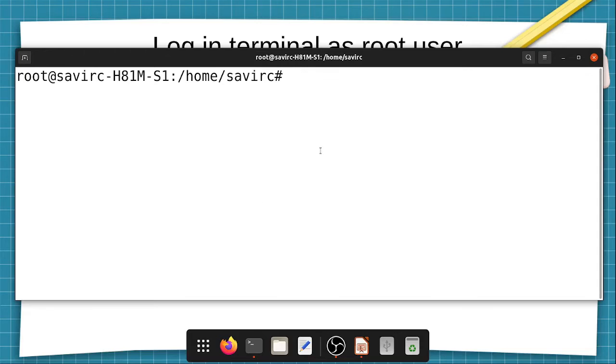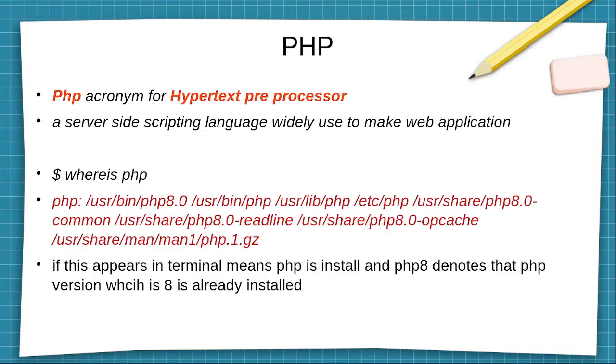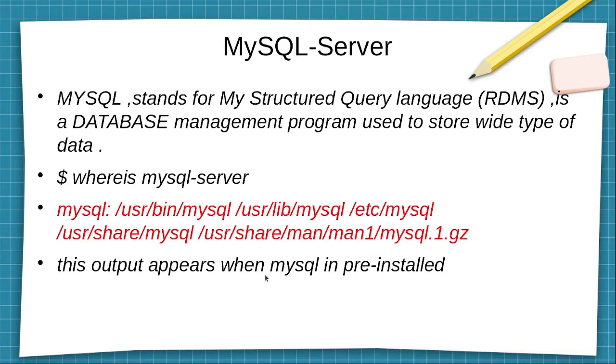PHP, acronym for Hypertext Preprocessor, is a server-side scripting language widely used to make very cool web applications. Some examples of PHP applications are Facebook, Amazon, Flipkart, Netflix, but they are very complex. They use multiple server-side scripting languages and JavaScript.